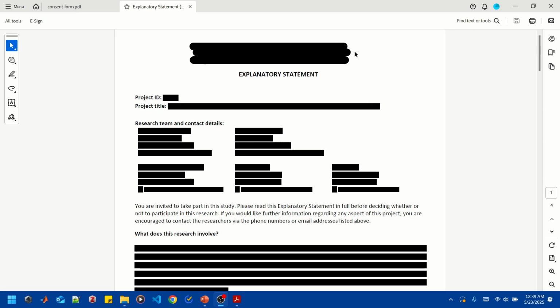So on top over here, you would have your university or company logo. You need to have a project ID and a title. That's usually allocated to you by the ethical approval body. You'd have to have all the names and contact details of the researchers, of the experimenters in your team.